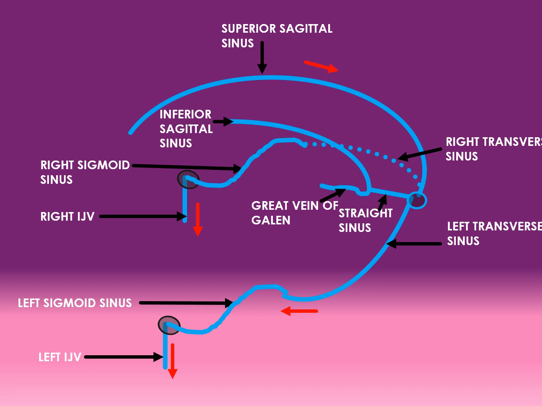The superior sagittal sinus continues as the right transverse sinus. The inferior sagittal sinus joins with the great vein of Galen to form the straight sinus, which continues as the left transverse sinus. The transverse sinuses of the two sides continue as the sigmoid sinus of the corresponding sides. The sigmoid sinuses enter the jugular foramen and continue as the internal jugular vein. Thus, the internal jugular vein is a continuation of the sigmoid sinus.